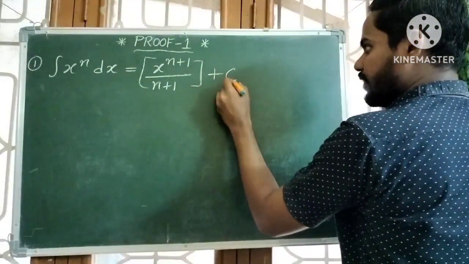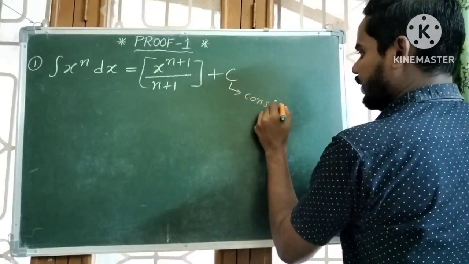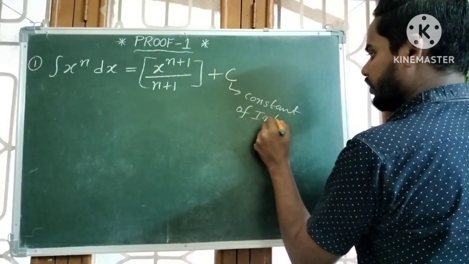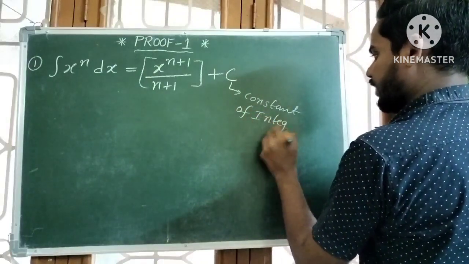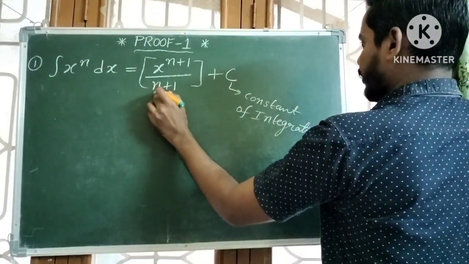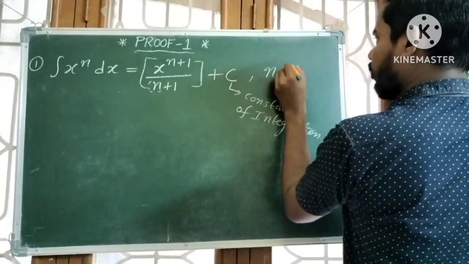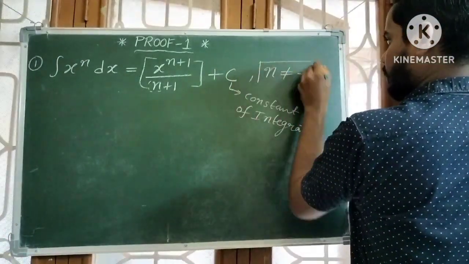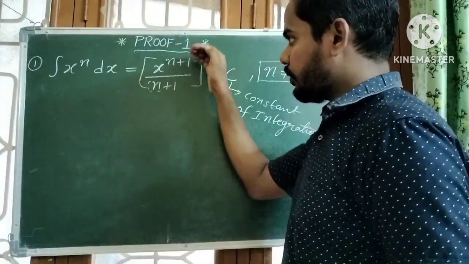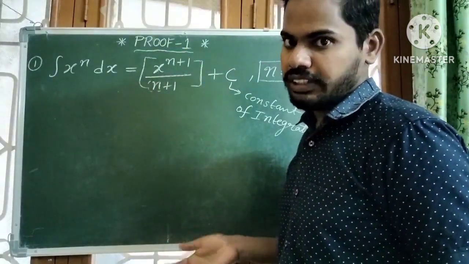So here c is called the constant of integration. C is called constant of integration. And remember, here in the denominator we have the variable n, so n is not equal to minus 1. If n is equal to minus 1, minus 1 plus 1 is 0. So finite by 0, in general, is not defined.